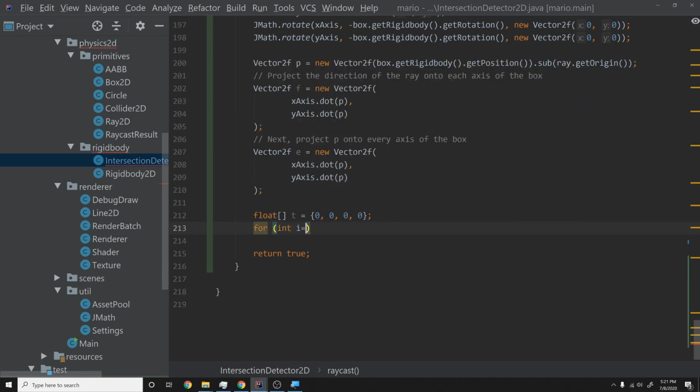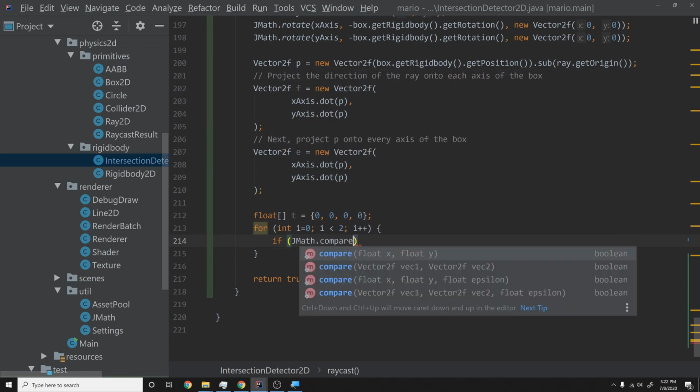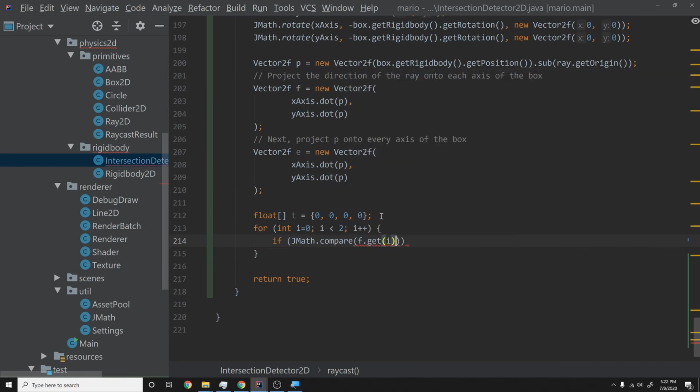Because now what we're going to do is we're going to say for int i equals 0, i less than 2, i plus plus. So we're going to loop through each axis of our box, okay? And we talked about how we could have parallel vectors. So if JMath.compare f.get(i), 0.